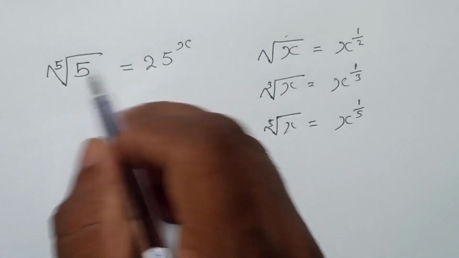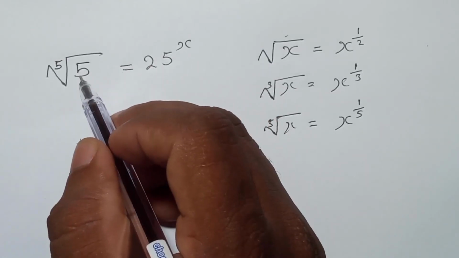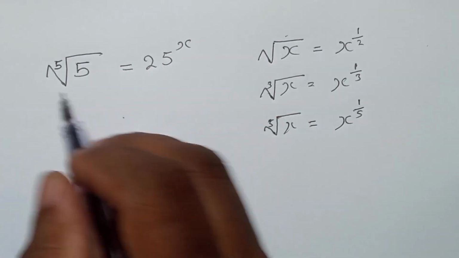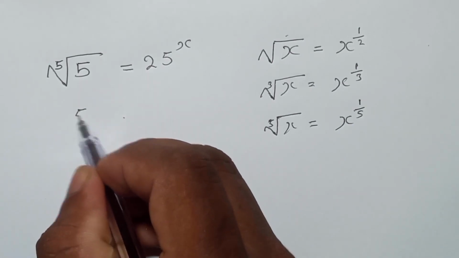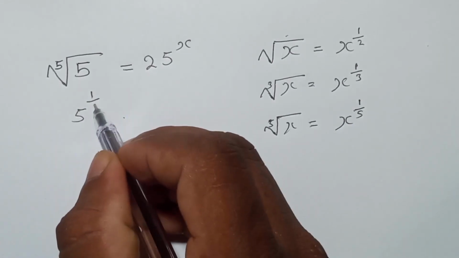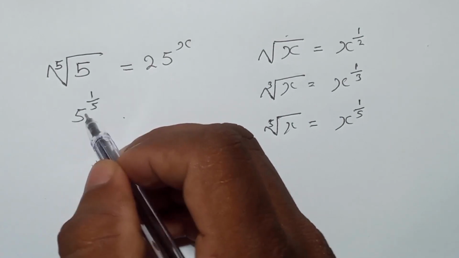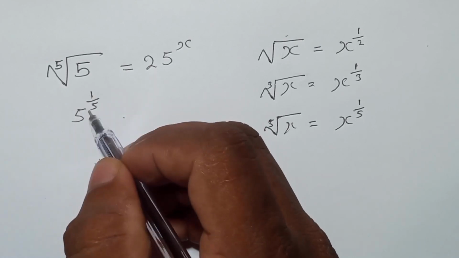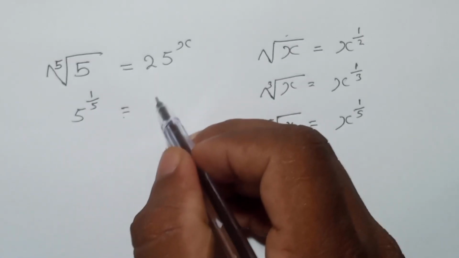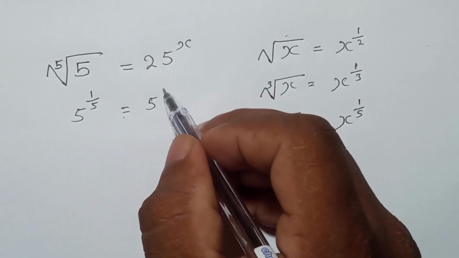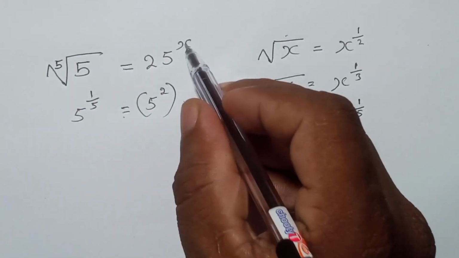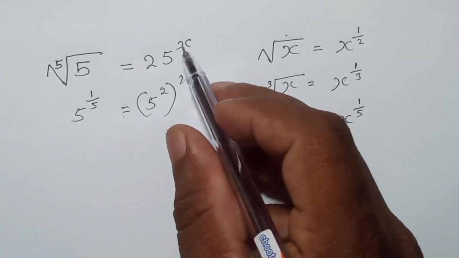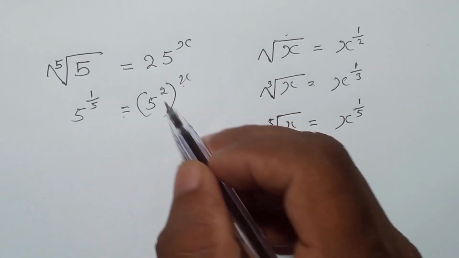So the same idea here. First of all, I need to make both sides have the same base, like here 5, and here also 5. I can make 25 into 5 to the power 2. So that's why here I can make 5 to the power 1/5. That's 5 as the base, and again the index is 1 over 5. And then here I can make 25 mean 5 to the power 2. And then we have the index again here, x. So x will be kept the same, and 25 I can write as 5 to the power 2.